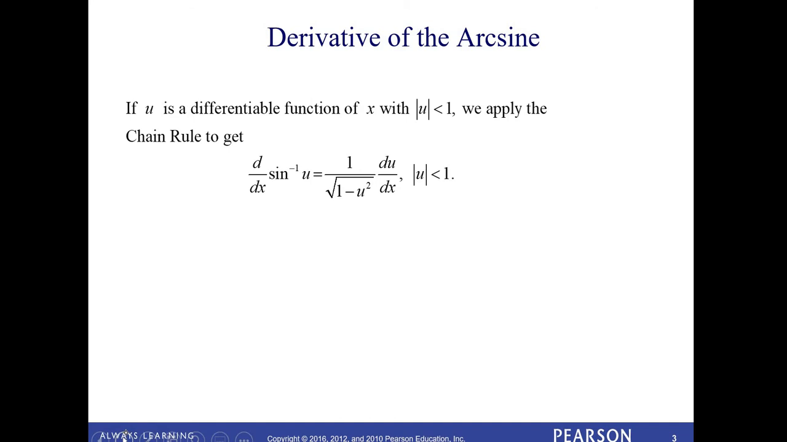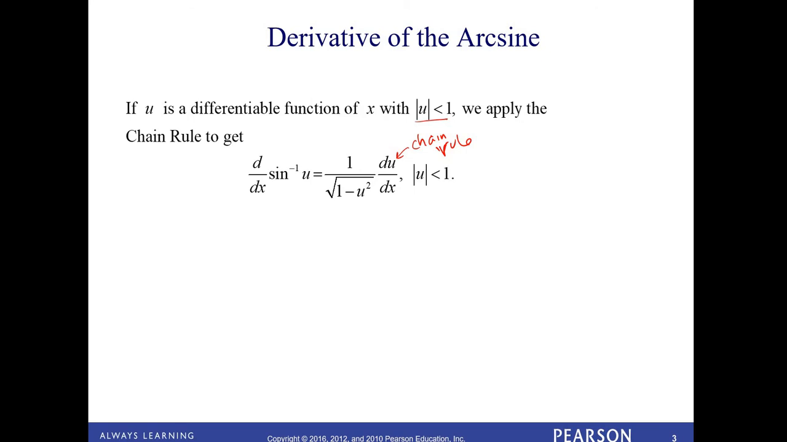So, if u is a differentiable function of x with the absolute value of u being less than 1, that's our restriction on a sine function, we use the chain rule to get the derivative of sine inverse of u is 1 over the square root of 1 minus u squared times du dx. That's our chain rule part. And again, restricting u to being less than 1.